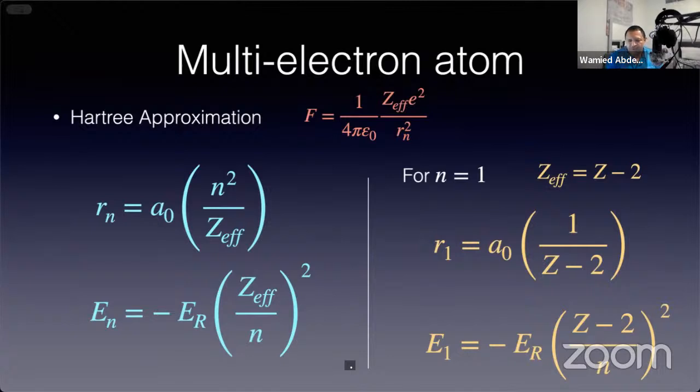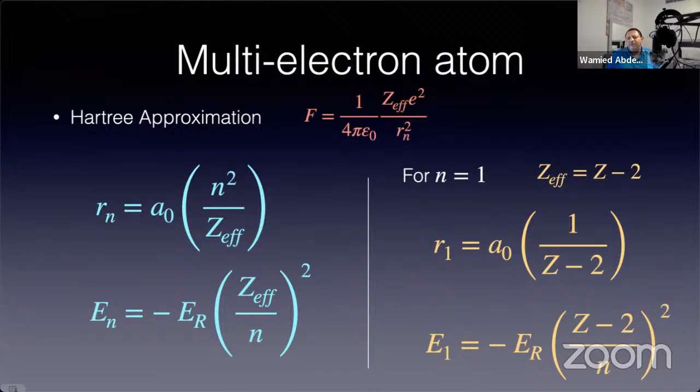Okay, based on the Bohr formula, then Hartree came with an approximation. He said, look, let's take one electron in this multi-electron atom and apply similar Bohr principles, but we have to consider that this electron is not going to see only the positive charge from the nucleus, but is also going to be affected by other electrons in the atom. So essentially, that electron is going to see an effective charge. It's not the sum, let's call it effective charge, okay?